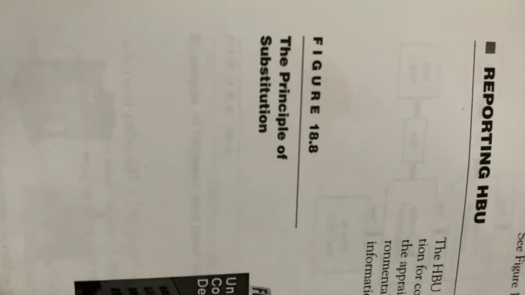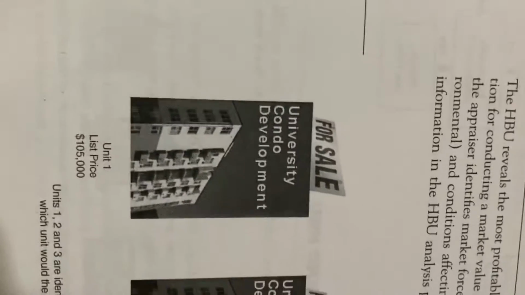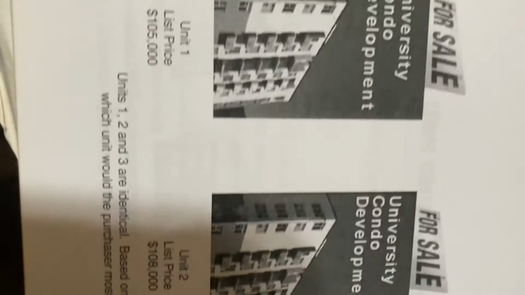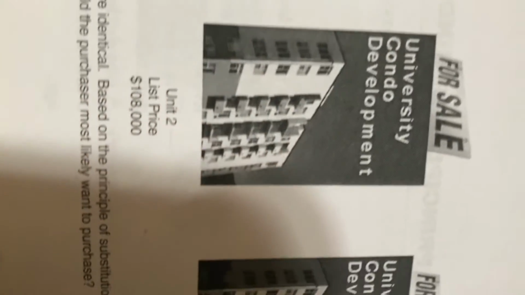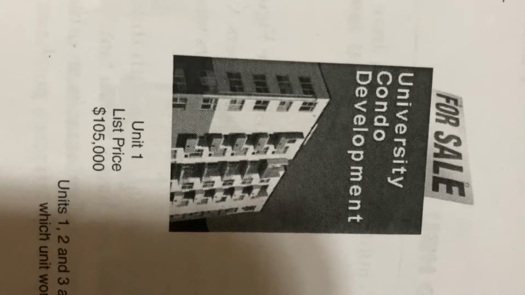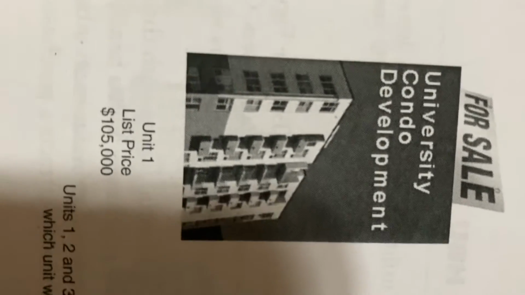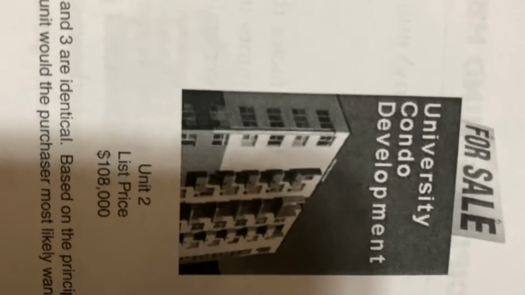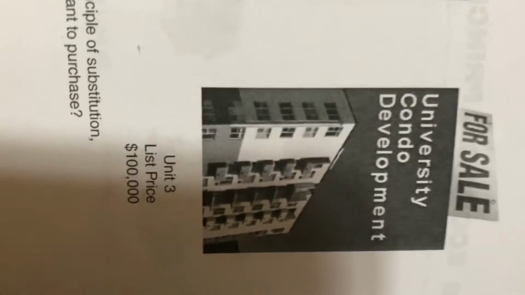Figure 18.8, the principle of substitution. Units 1, 2, and 3 are identical. Based on the principle of substitution, which unit would the purchaser most likely want to purchase? Here's unit 1. It shows a university condo development. The list price is $105,000. Unit 2, list price is $108,000. And unit 3's list price is $100,000. Obviously, he's going to go for the cheapest one, right? They all look the same.